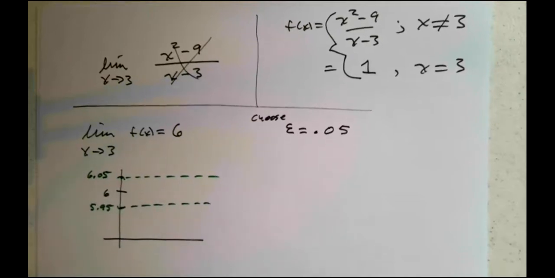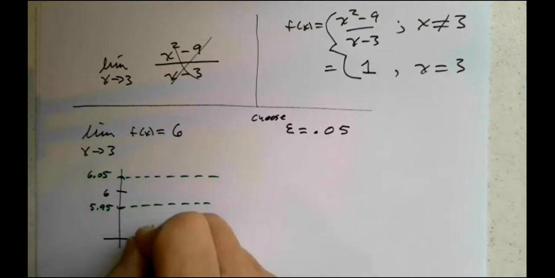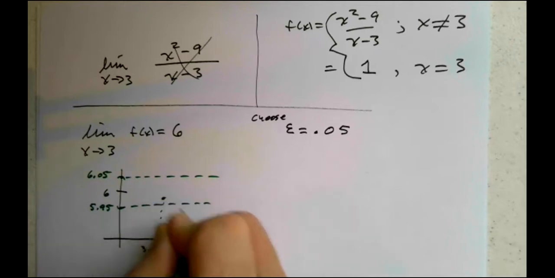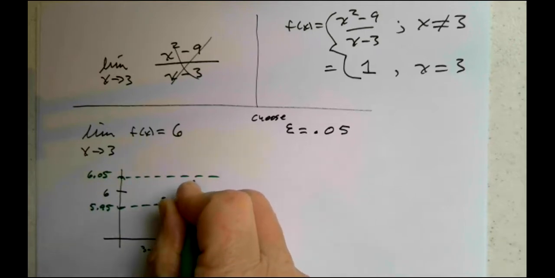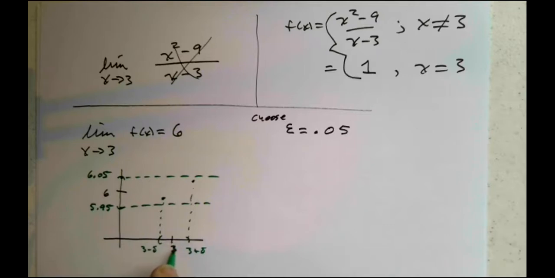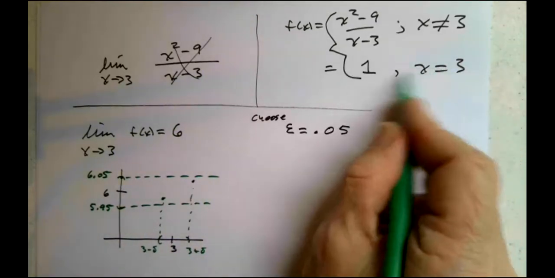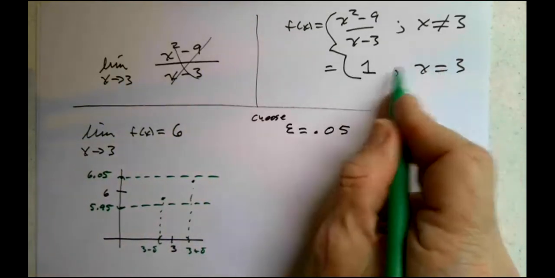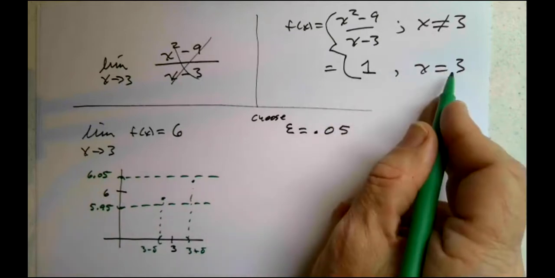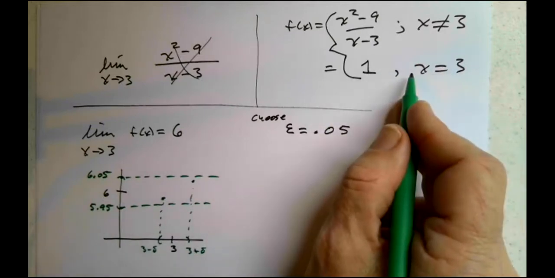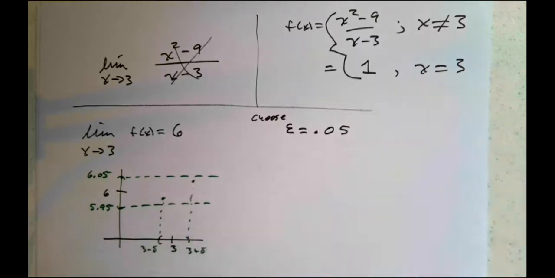And I've got to choose a delta close enough to 3, a little bit to the left and a little bit to the right. 3 minus delta, 3 plus delta. So it always stays within that ribbon. What happens at 3 doesn't matter. We know what happens at 3 is it's 1. But what happens at 3 is irrelevant to this discussion. What happens near 3 is what we're interested in. So you're right, f of 3 will not be within that ribbon. That's okay.